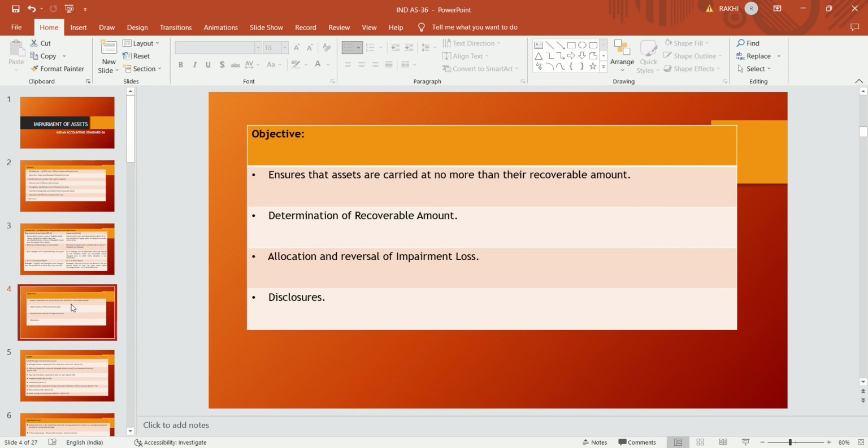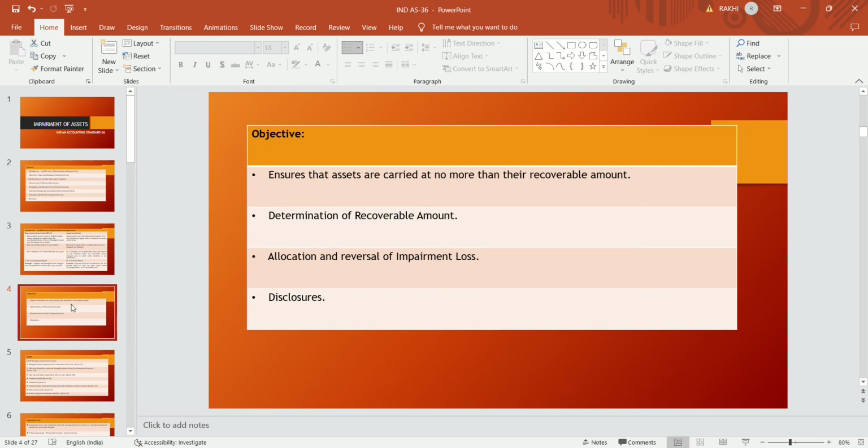Fair value less cost to sell: fair value means the market value of that asset, and cost to sell means, if the asset is to be sold, the incremental cost incurred for selling that asset. So fair value less cost to sell is measured at the exit point of time, that is, at the point of sale. At the point of disposal, fair value less cost to sell is to be looked into.